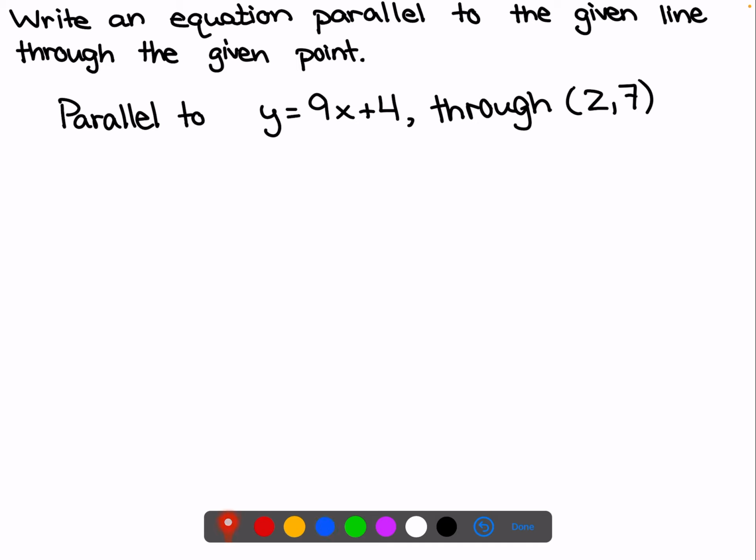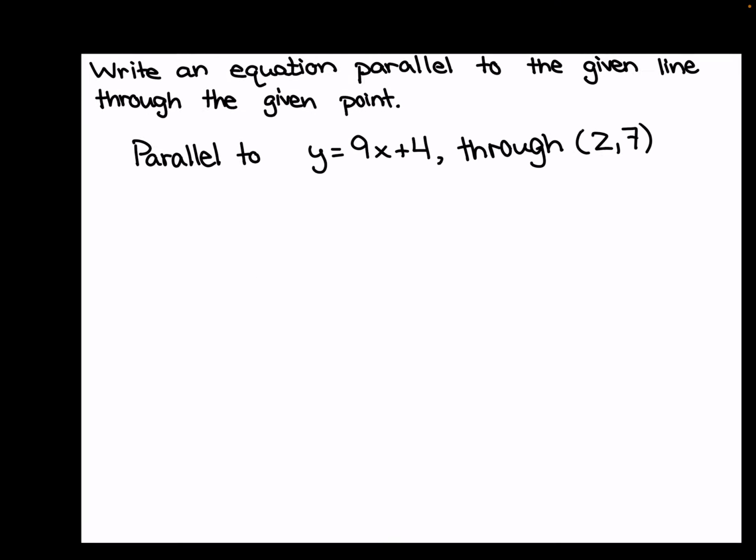So first off, this line is going to be parallel to y equals 9x plus 4, which means that the slopes will stay the same. And it's going through the point 2, 7, so this will be x1, y1. I have a point and a slope, so I can use point slope form. So y minus y1 equals m times x minus x1. y minus y1, which is 7, is equal to m, which is 9, because they're parallel lines.